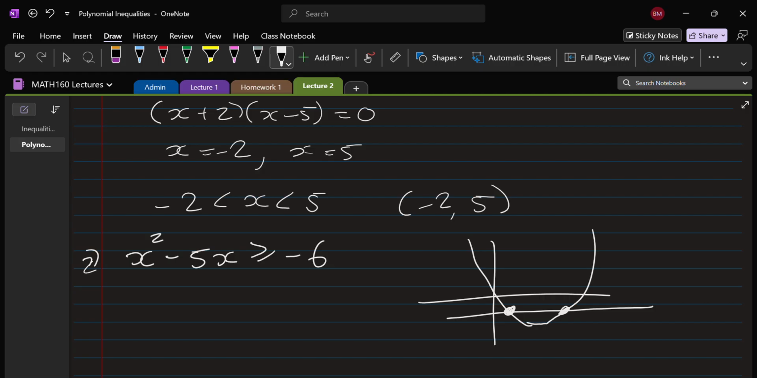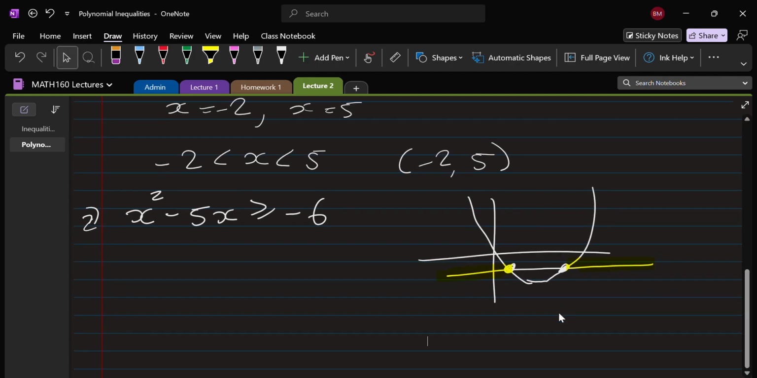We're not interested in that. We want the other points. So we look to the right and to the left. So it's going to be this bit here and this bit here. Okay. Again, between the 2 points, the parabola is below the line. But look what we want. We want parabola above the line. So it must be outside.